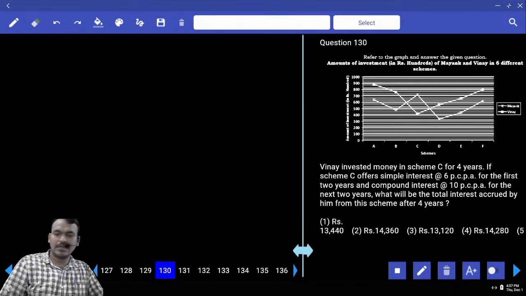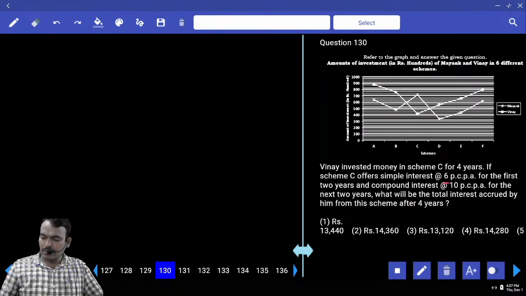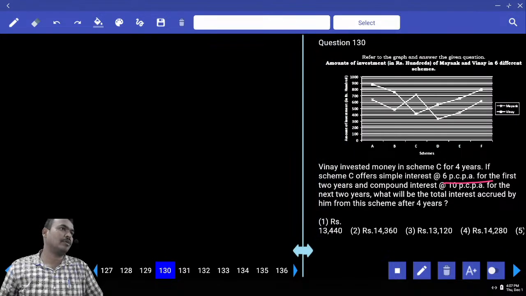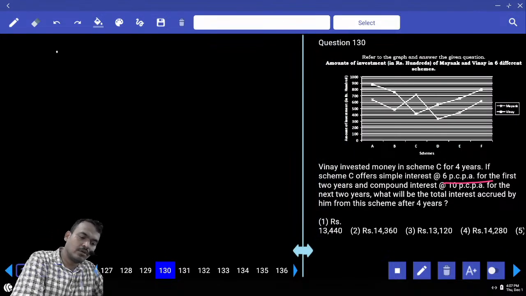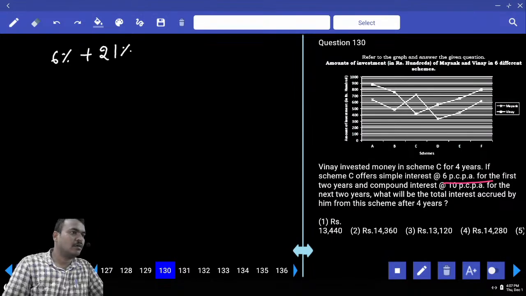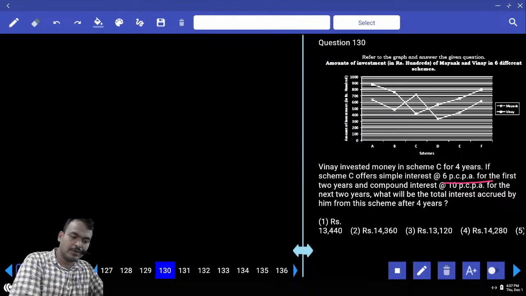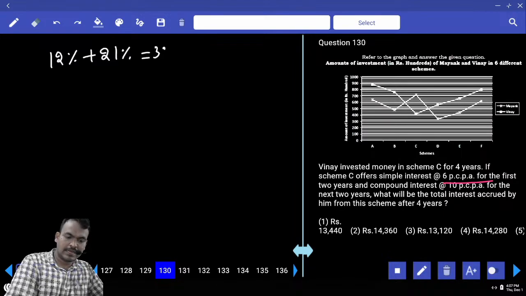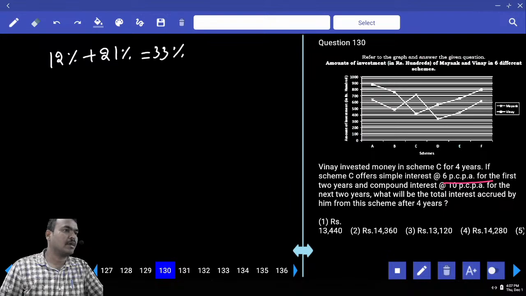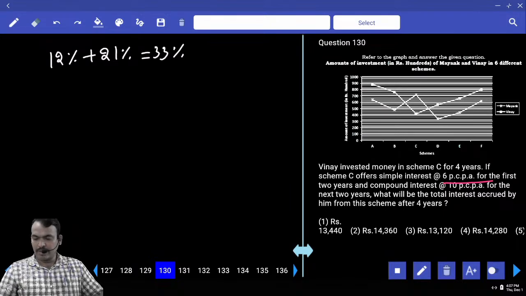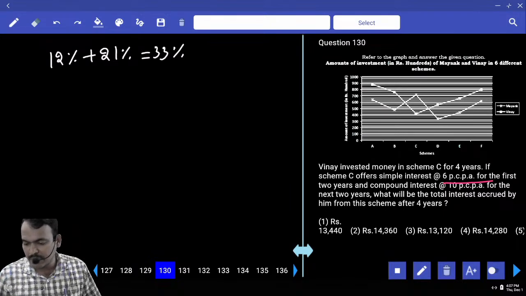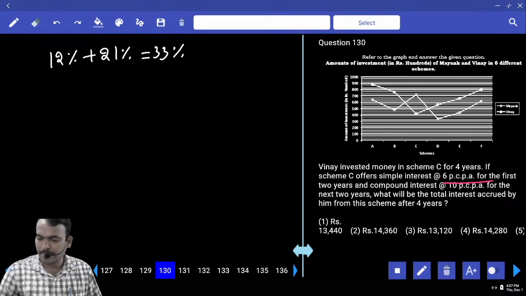2 years simple interest means 6 2s are how much? 12%. Next 2 years compound interest, 10% for 2 years, 21% or not? Yes or no? Simple interest 12% or 6%? 12%. Simple interest is 12%, compound interest is 21%. Both are adding 33% or not? 33% of the investment in scheme C. What is the investment in scheme C?